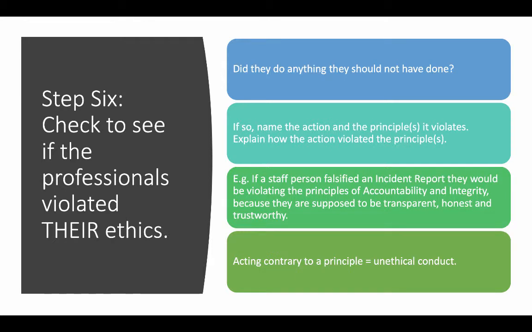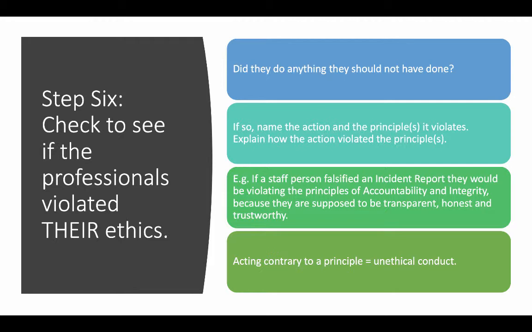Step 6 is to check and see if the professionals violated any ethics. What this simply means is, did they do anything they should not have done? Did they misbehave? If so, again, we're going to name what they did and the principle it violates. And we're going to explain how that action violated the principle. Here's an example. If a staff person falsified an incident report, we could say they violated the principles of accountability and integrity. Why? Because they're supposed to be transparent, that's accountability, and they're supposed to be honest and trustworthy. Lying isn't any of those things.